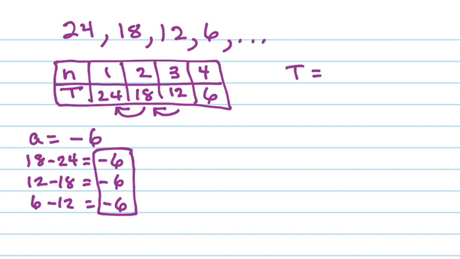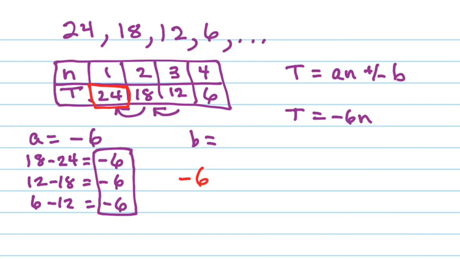So let's just rewrite our formula every time. That way you can memorize it easier. T stays T. Our A is our common difference, so that's negative 6. We put our N. Now what we have to do is find our B. Okay? And again, B is always based on this first number. Okay? So negative 6 plus what would equal 24.